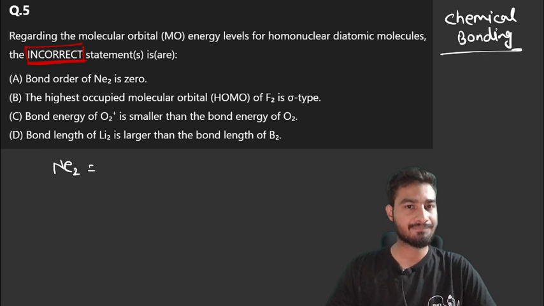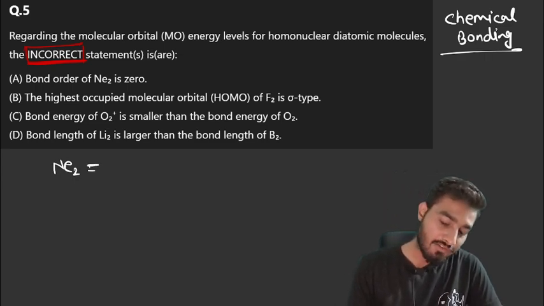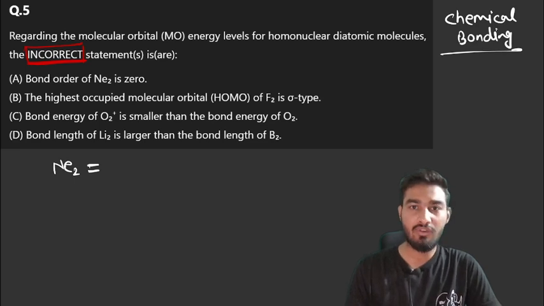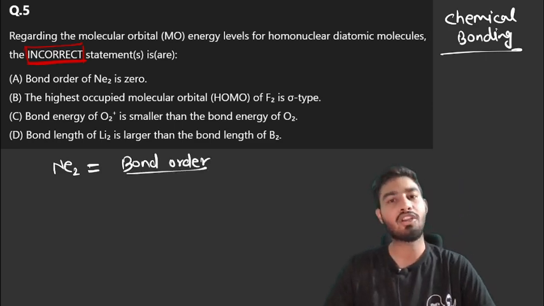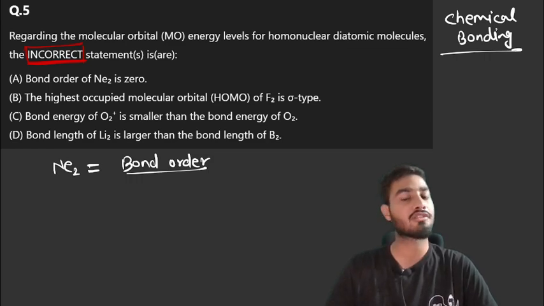10 electrons are there. Yes or no? Two atoms of neon are there, and 20 electrons are there. 20 electrons we have to fill. That means total 20 electrons are there. If we see that electronic configuration, we get to know that in the bonding molecular orbitals and antibonding molecular orbitals in neon, the same number of electrons will be there.